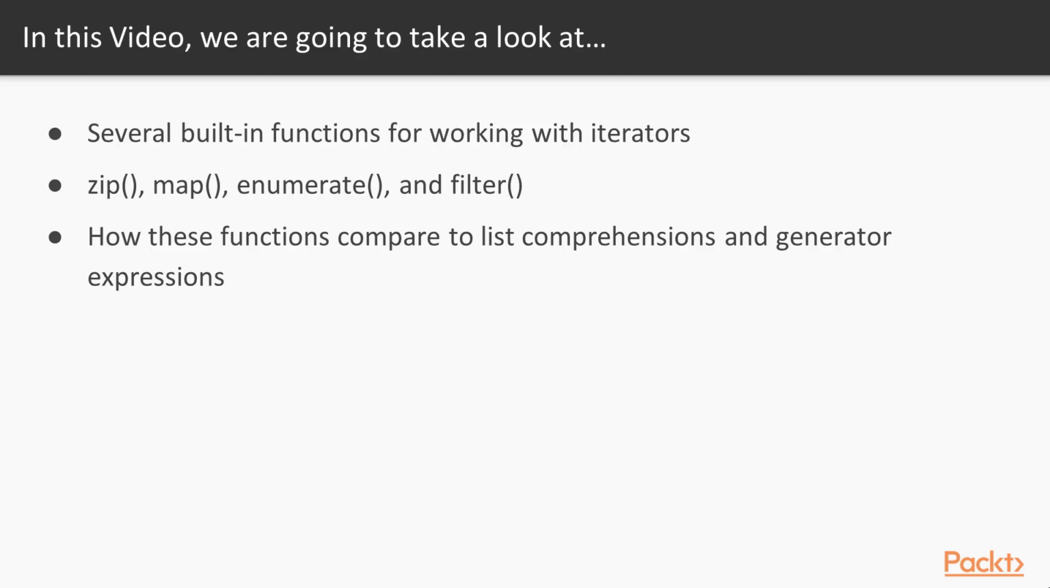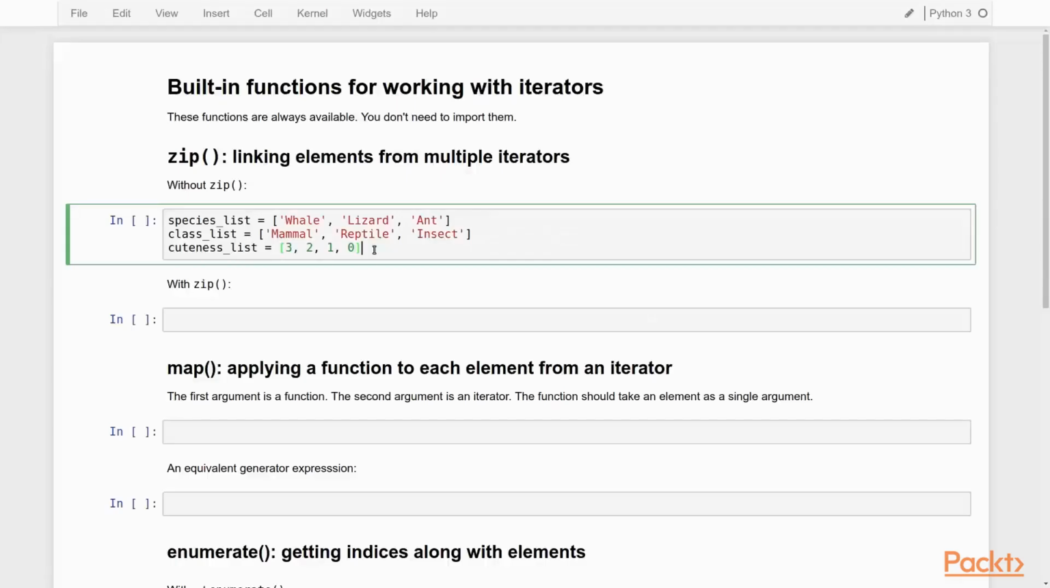Python has several built-in functions, meaning that you can use them right away without having to import anything. Several built-in functions for working with iterators. And here we're going to take a look at some of them: zip, map, enumerate, and filter. And where this is applicable, we'll also take a look at how these functions compare to list comprehensions and generator expressions, so that we'll have a more concrete idea of how these functions work. Now let's take a look at how we can use these functions in real Python code, and we're going to start with the zip function.